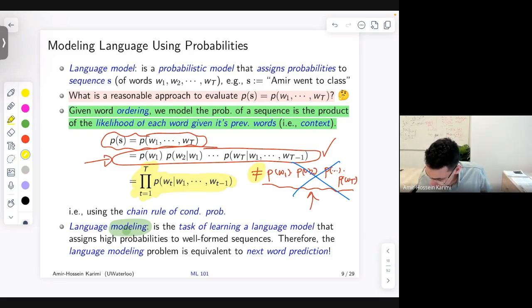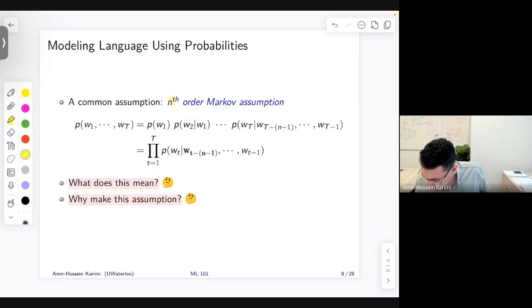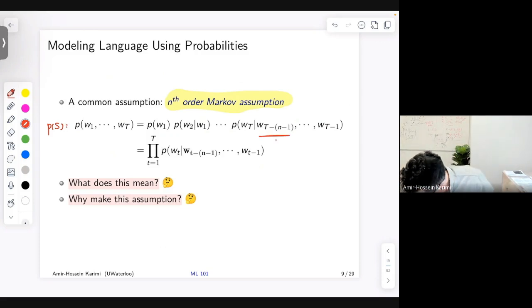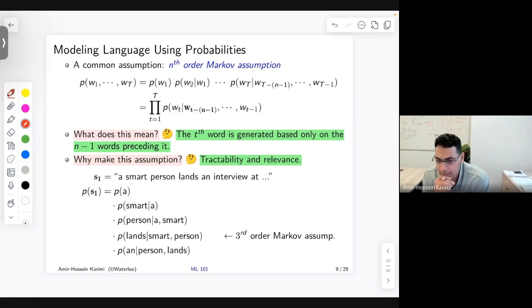So what we do is we additionally make an assumption called the nth order Markov assumption. The nth order Markov assumption basically says that this P of S that I had from before, the likelihood of my sequence, which was defined as a joint probability, which I then assumed the following factorization on, instead of going all the way from W1 until WT minus 1, I'm going to limit the window and only consider the last n minus 1 words. Right, so what does this mean? This means that the tth word is generated based only on the n minus 1 words preceding it.